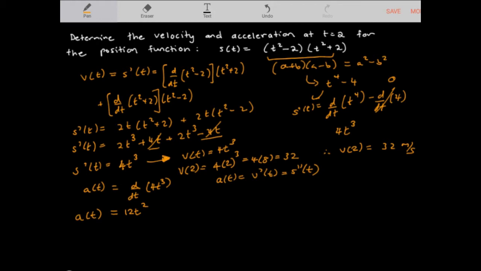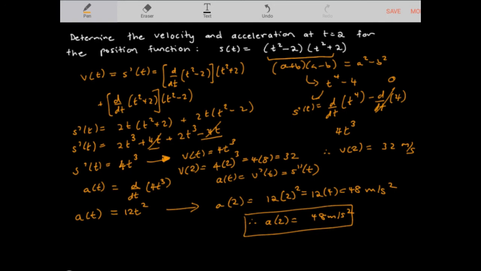Now that I have my acceleration function, I want to figure out my acceleration at t equals 2 seconds. So I'm going to do a of 2, which is 12 times 2 squared, which is 12 times 4, which is 48 meters per second squared. Therefore, my acceleration at t equals 2 seconds is 48 meters per second squared. And that is my velocity and acceleration at t equals 2 seconds.